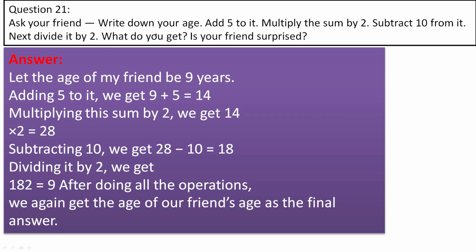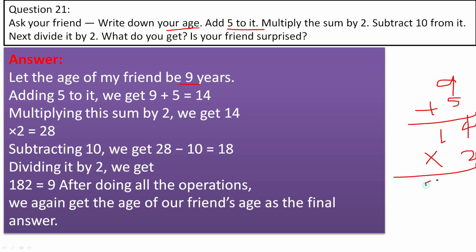Ask your friends to write down their age. Add 5 to it. So here my friend's age is 9. What do we have to do? Add 5 to 9. What is the answer? 14. Now multiply this number by 2. 14 multiplied by 2, the answer is 28. Then what do we have to do? Subtract 10. So minus 10.